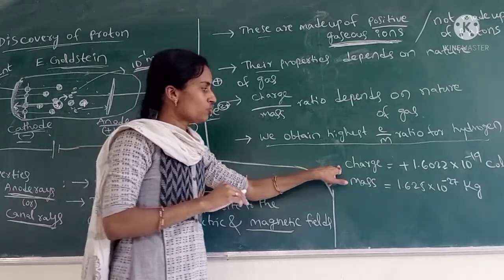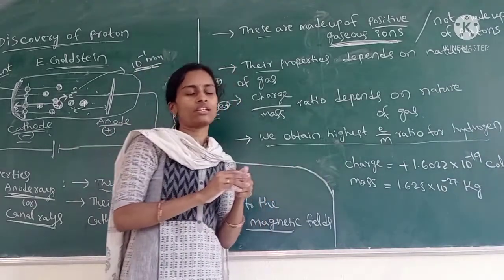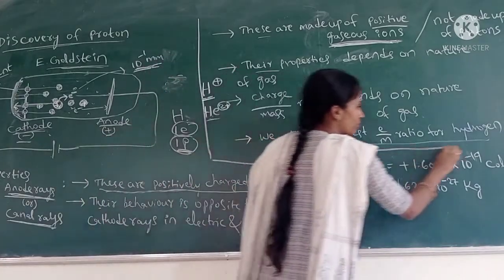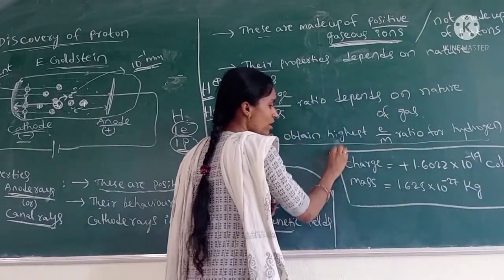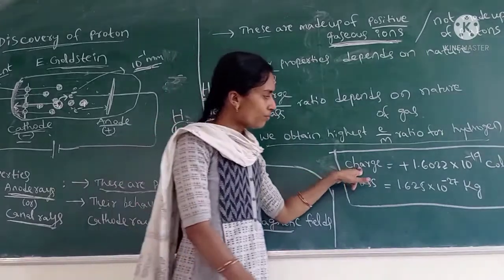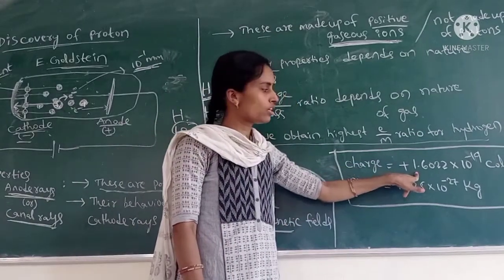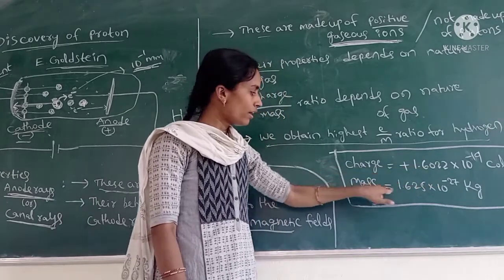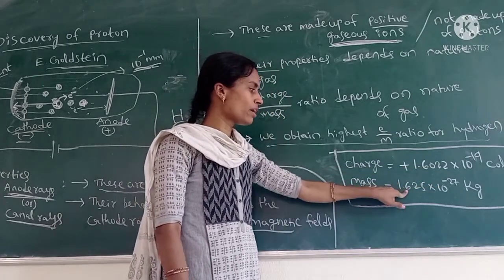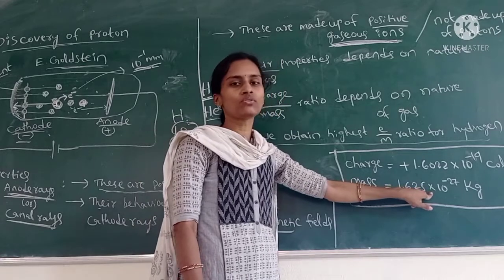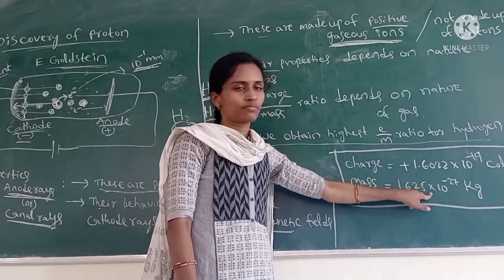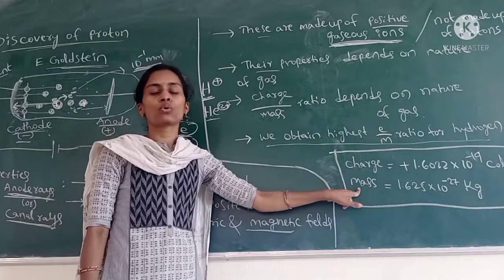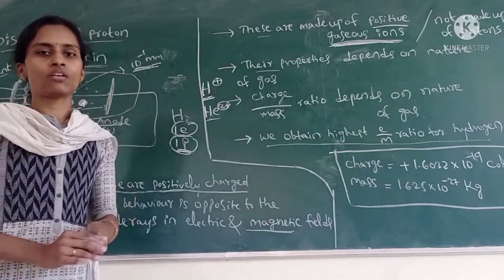Here the charge of the proton and the mass of the proton are given by these values, and these values are important. The charge of a proton is +1.6022 × 10^-19 coulombs, and the mass of a proton is 1.625 × 10^-27 kg. So this is the charge and mass of the proton. This is the discovery of the proton.